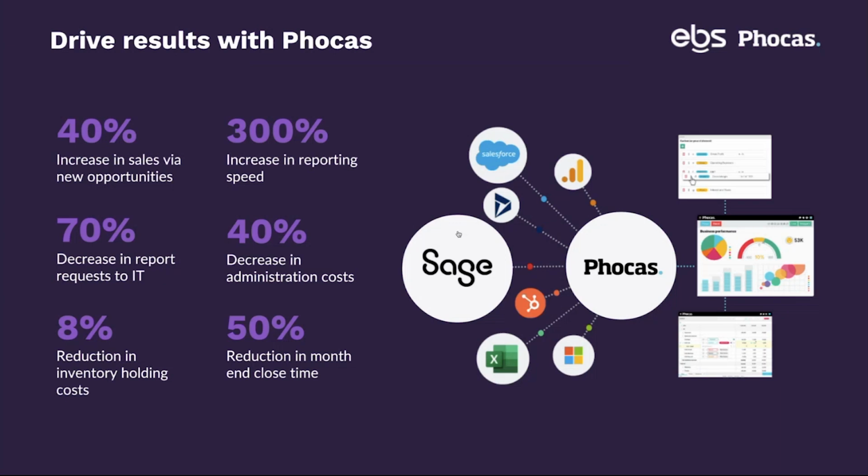8% reduction in inventory holding costs by having quicker insights to make decisions quicker, or 50% reduction in month-end close time, which is quite a big one for finance teams, because I'll showcase a little bit of this towards the end of the demo when we go into the demonstration side. But it could be just something as simple as automating all of the manual manipulations that are currently being done could lead to that level of time saved.